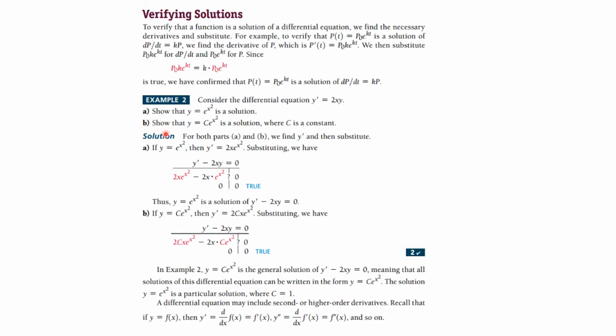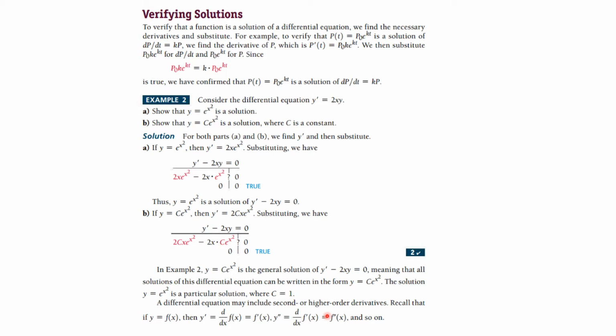In part B, we're being asked to show that a constant times e to the x squared is also a solution, where c is any constant. Well, if you put the constant in, you can divide all the way through by c. y prime is going to be equal to that, and so the c's will cancel. You see it's the same kind of thing, and it again is equal to 0. Now this is called the general solution because we included the constant.